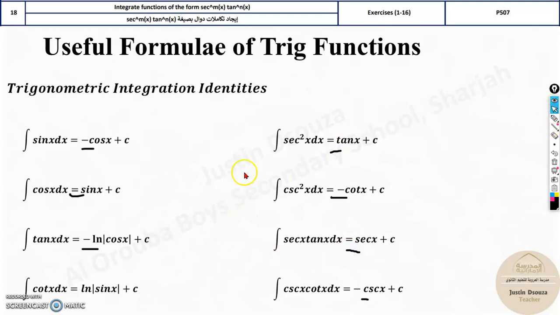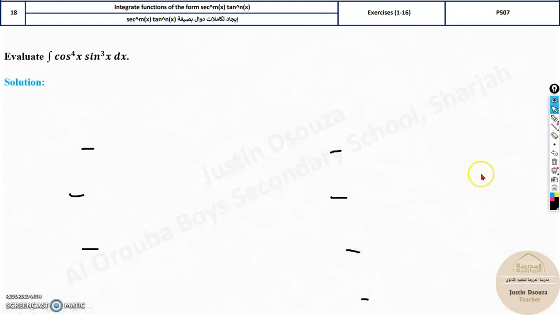Now we will quickly dive into this problem. Over here we have to evaluate cos to the power 4x sine cube x dx. There is no direct substitution, there is no formula, so you need to do u substitution. You need to choose the appropriate value for u.